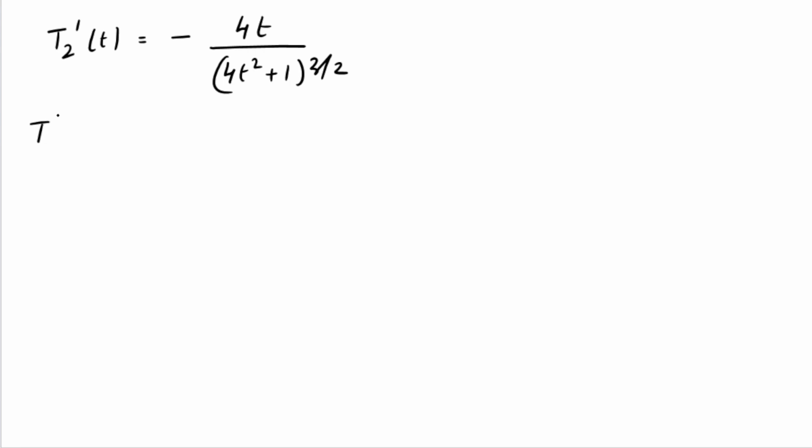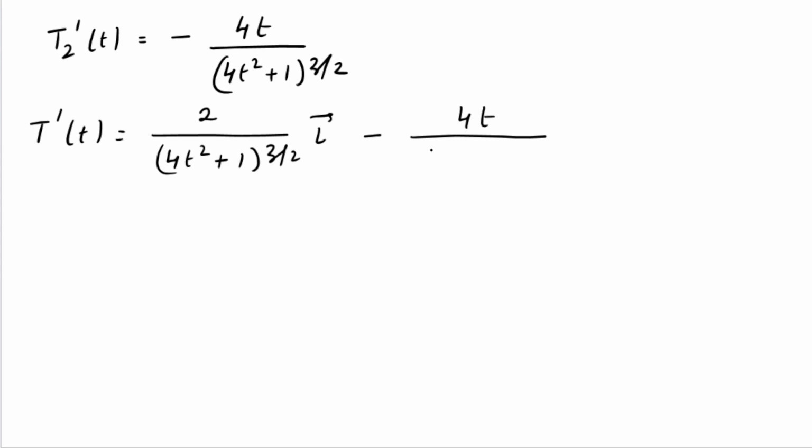Similarly, the derivative T2 prime is minus 4t divided by 4t square plus 1 to the power 3 by 2. Thus, the derivative of the unit tangent vector is given by the following expression: 2 divided by 4t square plus 1 to the power 3 by 2 i minus 4t divided by 4t square plus 1 to the power 3 by 2 j.